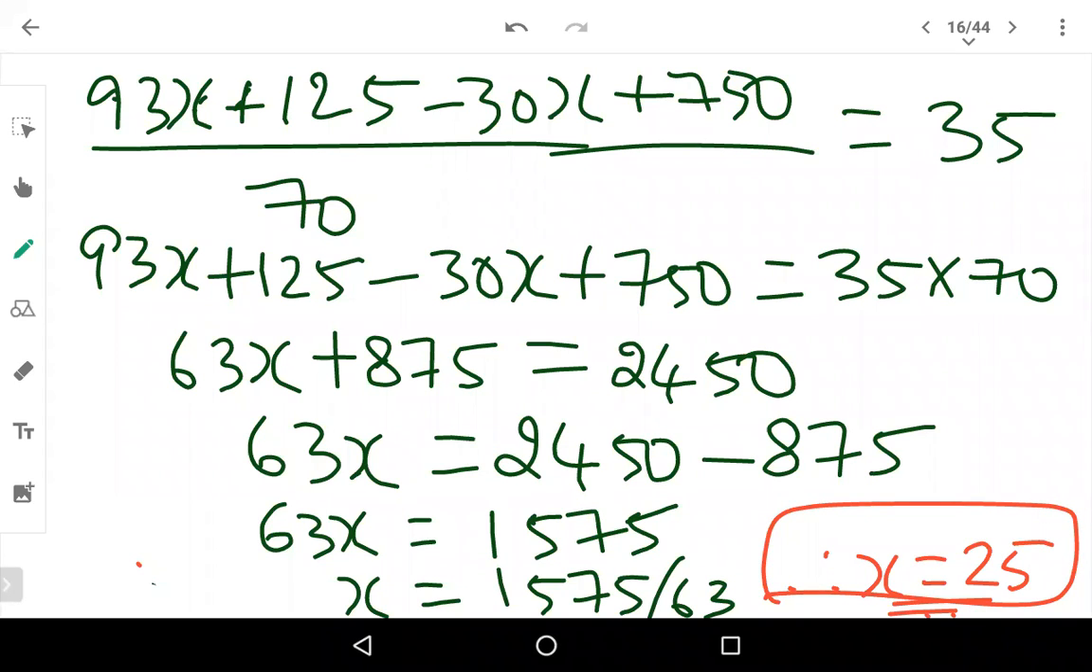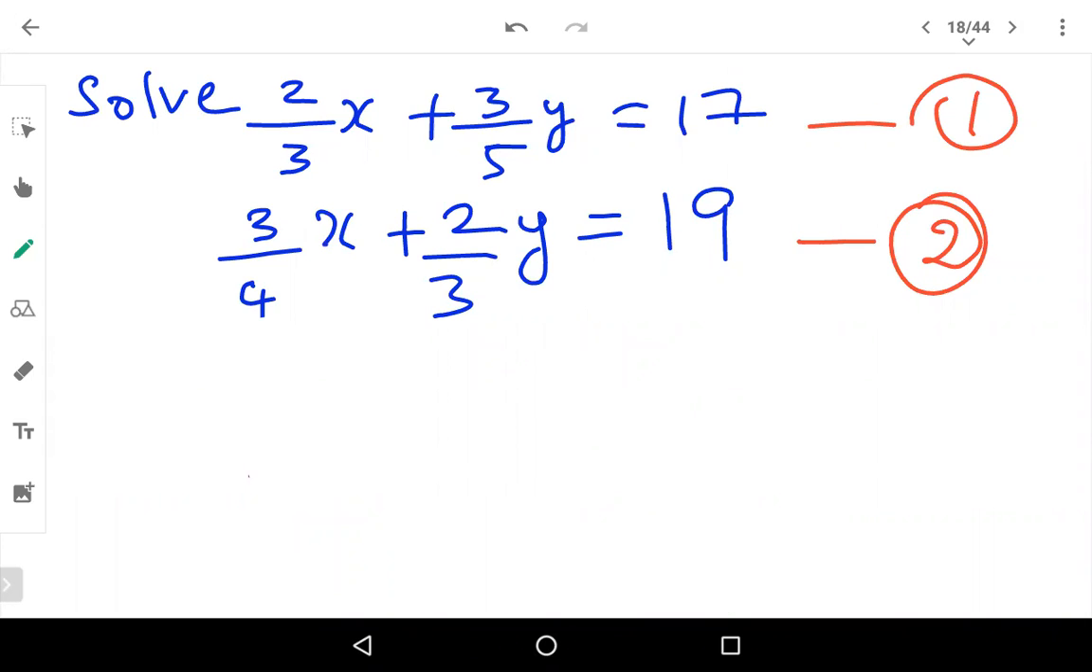Understood? Clear? Any doubts? Did you all understand or not? Okay, you guys have to practice more. Only then you will be able to solve all of the equations very quickly. Now, can we go for the next question?